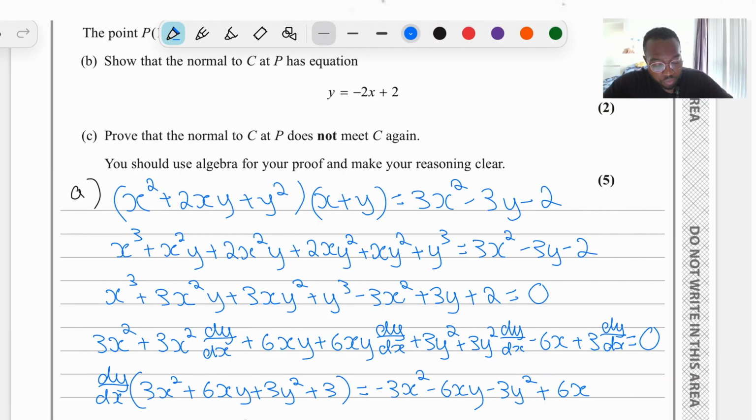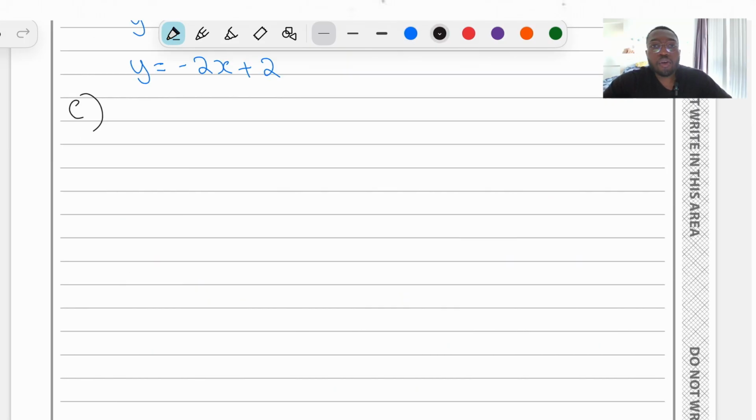Okay, and last question. We need to prove that the normal to C at P does not meet C again. So we need to use algebra for this proof and make our reasoning clear. So how do we prove that the normal does not meet C again? Well, let's consider that it would meet C again, okay?